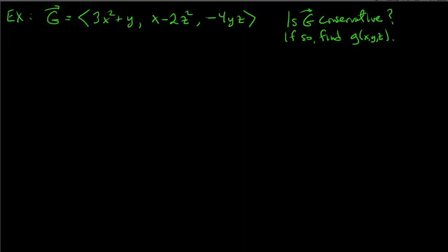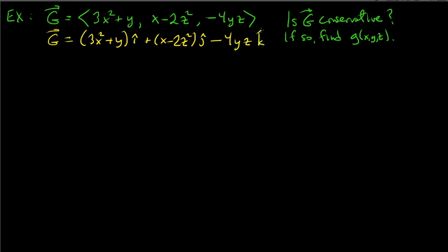Okay, so let's just do an example. Here's a vector field with three components, M, N, and P. And the question is, is G conservative? And if it is, find the potential function, find the little g. I was going to use f, but it's a different vector field, so we'll use g here. And notice I'm writing it this way. Of course, we can also write it this way: 3x squared plus y times i, plus x minus 2z squared times j, plus, well, negative, so maybe just minus 4yz times k. Either way.